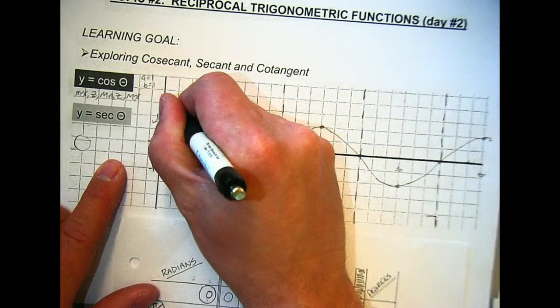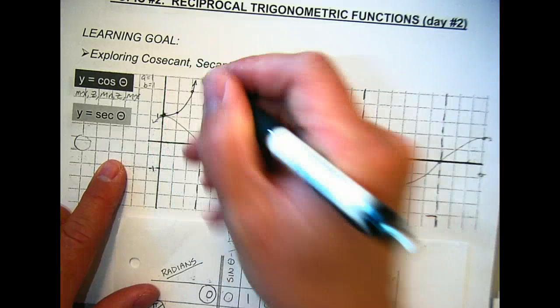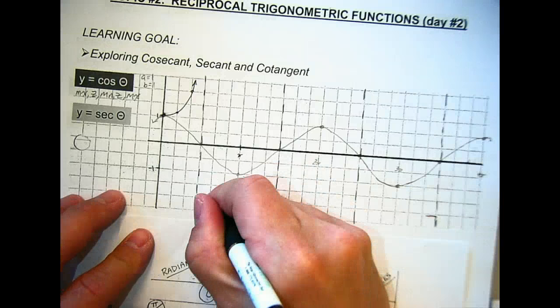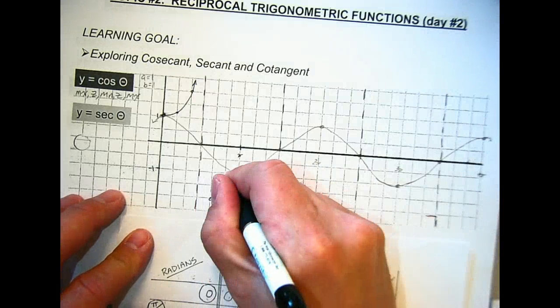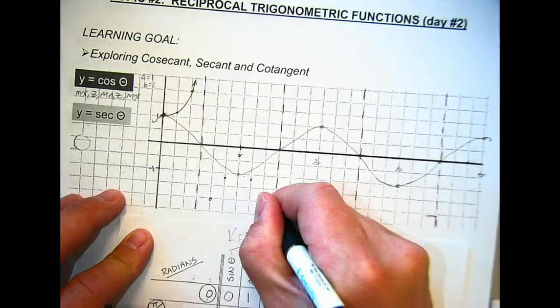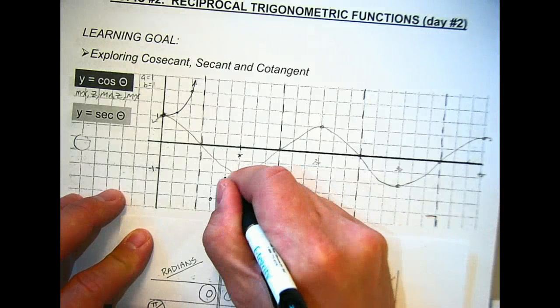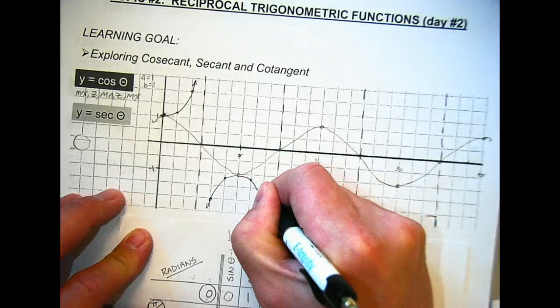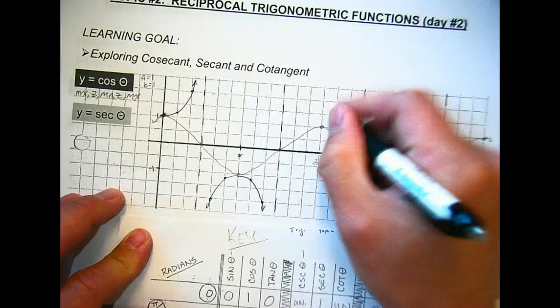Remember, the cosine graph is a 90-degree shift of the sine curve. The secant graph is a 90-degree shift of the cosecant curve. Okay? So we get -2, 1.2. So it's really the same graph you just did, just shifted 90 degrees. 1.2, 2.